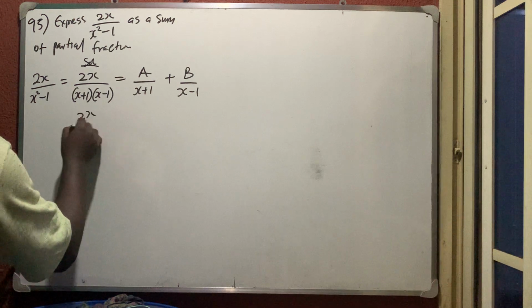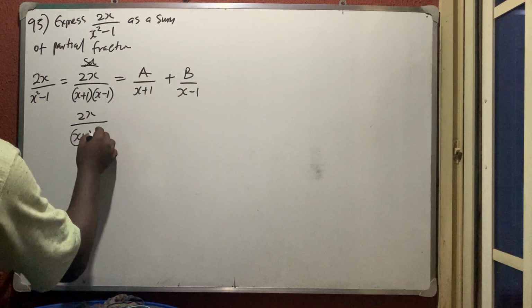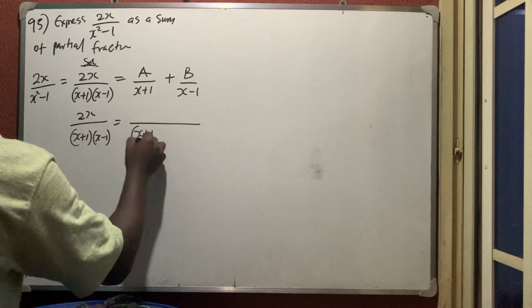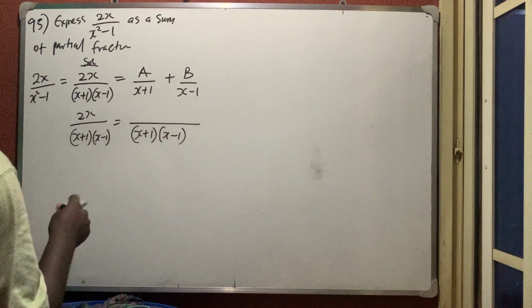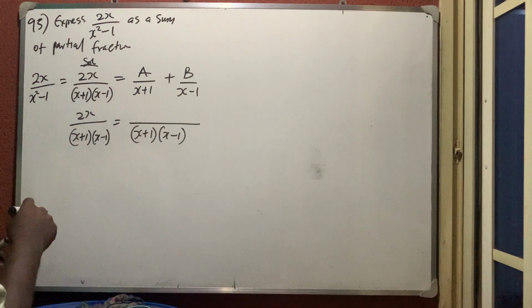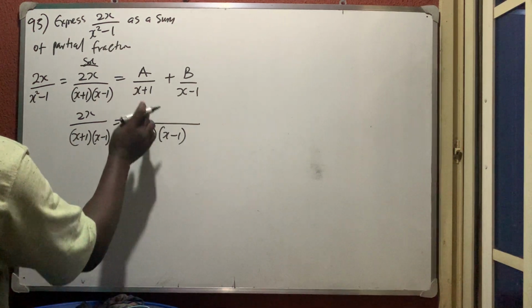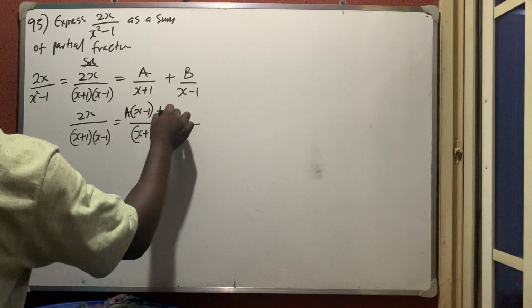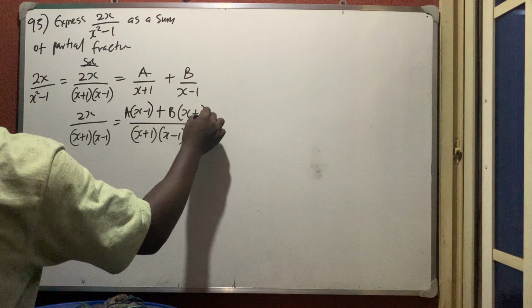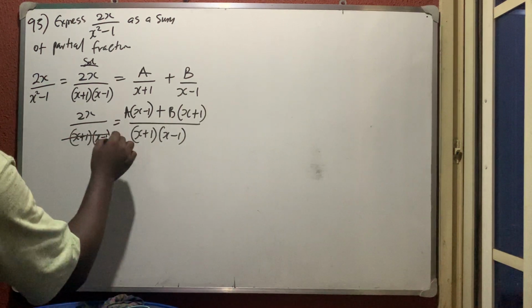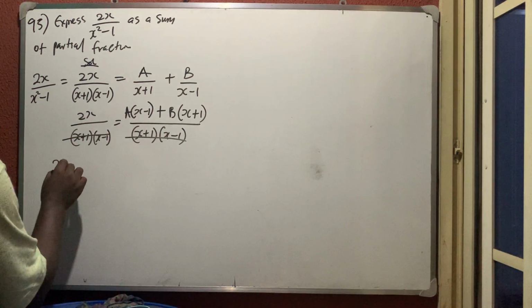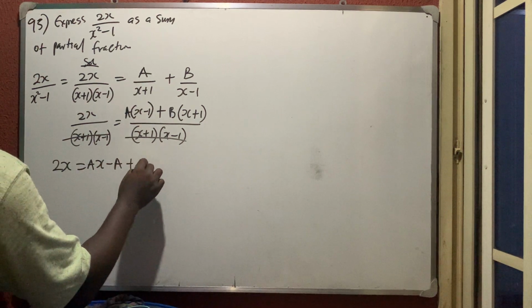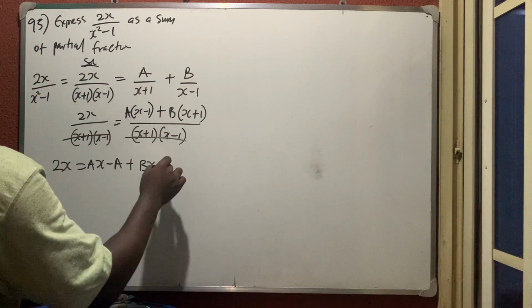This is 2x all over x plus 1 and x minus 1 is equal to the same thing, x plus 1 and x minus 1. So when these two divide this, what remains is this one times this, I'm having a in bracket of x minus 1 plus b in bracket of x plus 1. Is it not true? Denominator cancels denominator. So therefore 2x is equal to ax minus a plus bx minus b.